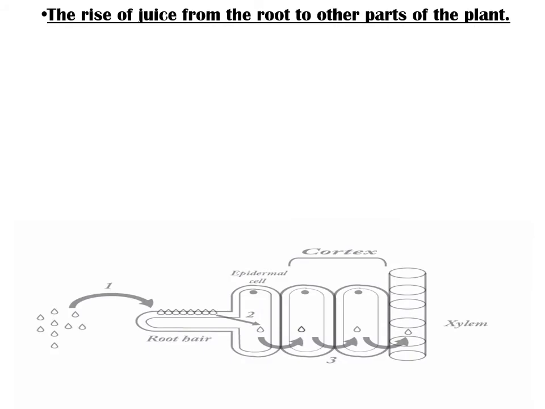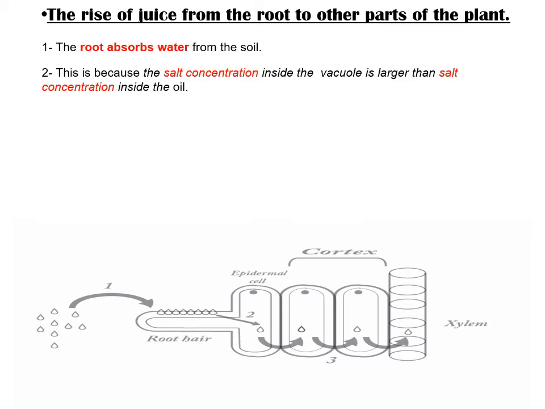Finally, we can summarize the journey of juice, which means water and mineral salts, from the soil to the leaves as follows. Number 1. The root absorbs water from the soil. This happens because the vacuoles of the root hairs have more salts than the soil. So, as we have studied before, it will attract water from soil to root by osmosis phenomenon.